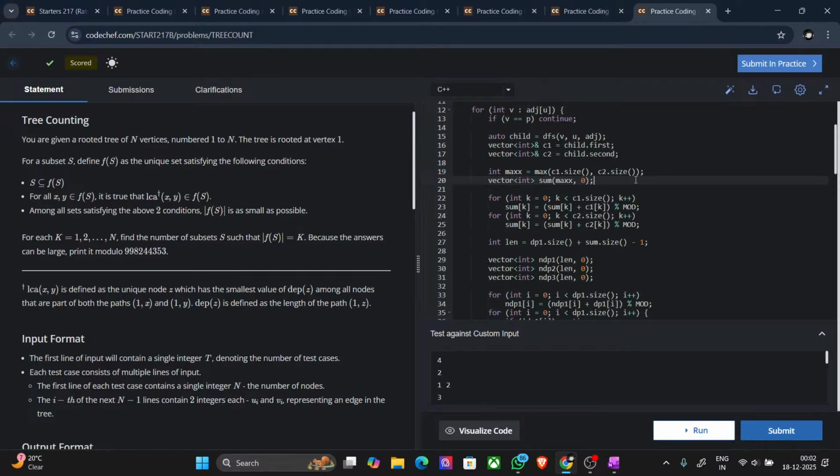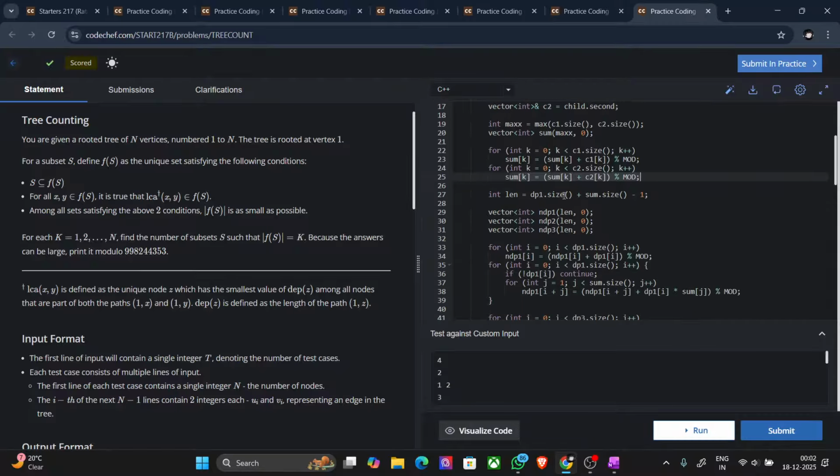I have taken the maximum of those two trees and the sum vector. What does this sum vector do? It takes the subtree size sum. So I've iterated over the first child and taken the sum of all the elements, or all the children or grandchildren of u. Then I've iterated over c2 and taken the sum of grandchildren of c2. Then for the first part, as I've said, I will add my subtree size to my dp1 as my scenario 1.